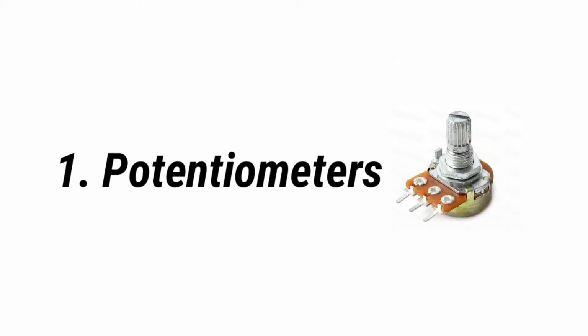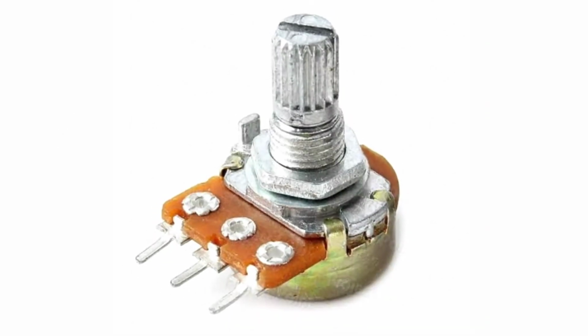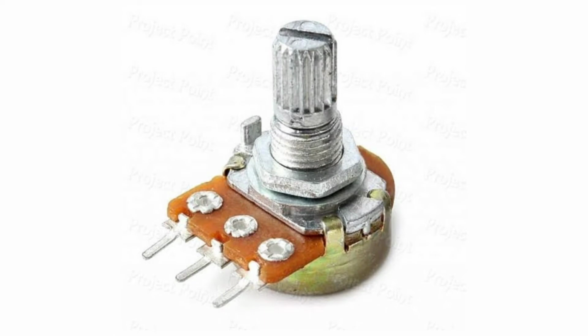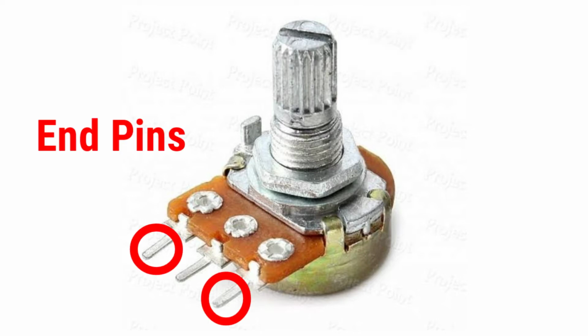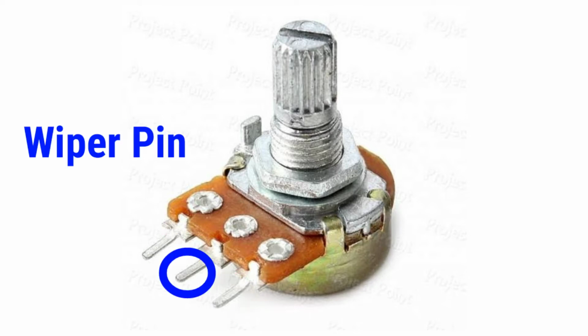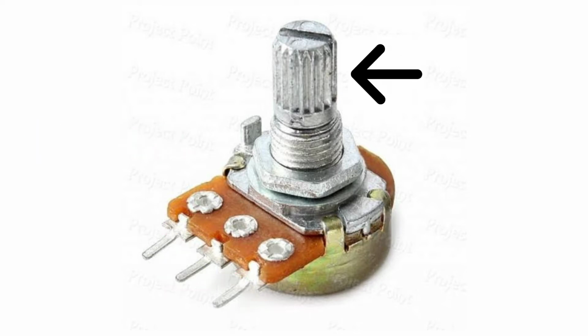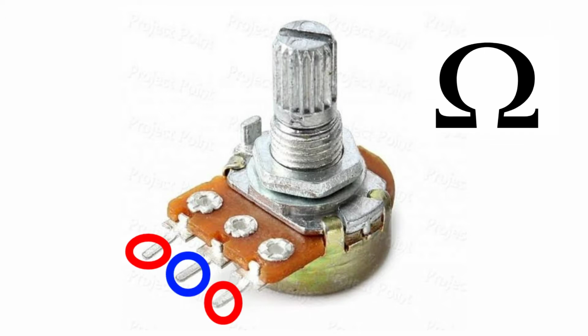Number 1, potentiometers. Potentiometers are a type of variable resistor whose resistance can be adjusted by turning this knob around. Potentiometers have 3 pins. These 2 pins are end pins, and this pin is a wiper pin. When the knob of a potentiometer is turned around, resistance between the wiper pin and end pins changes accordingly.